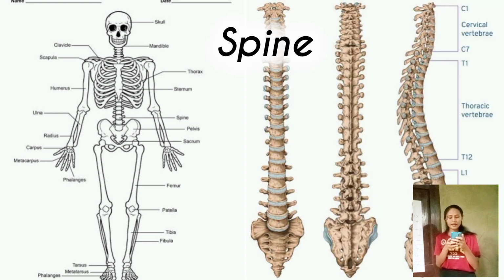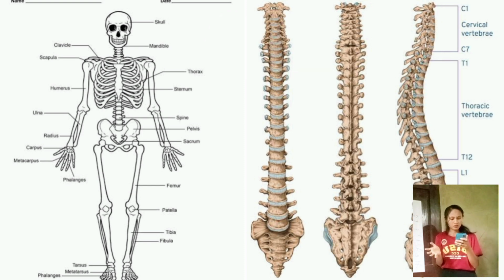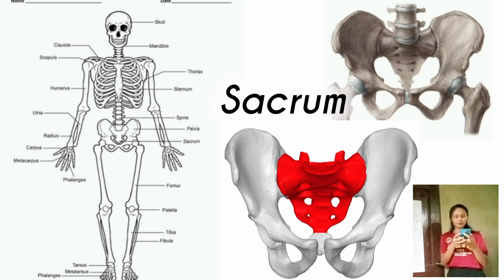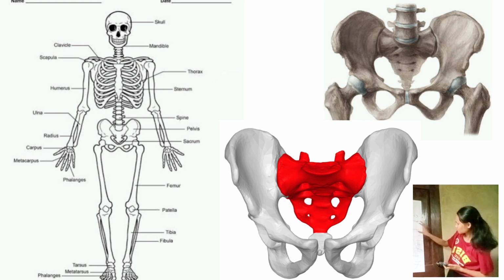Next is the spine. We are all familiar with the spine, of course. This is our backbone. It supports our posture and protects the spinal cord. And last from the axial is the sacrum. It is a triangular bone that connects the spine to the pelvis and supports body weight. So this is the sacrum.